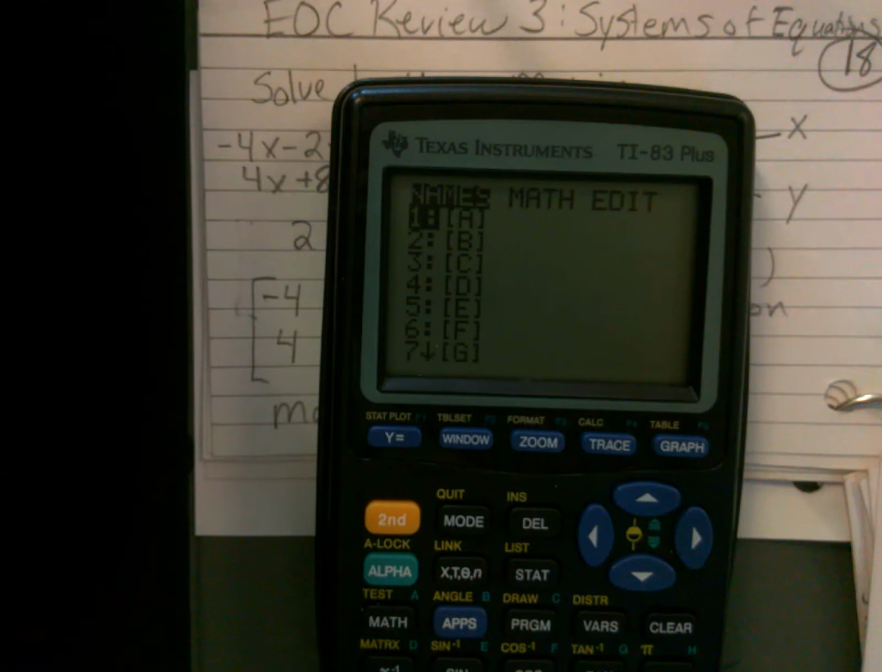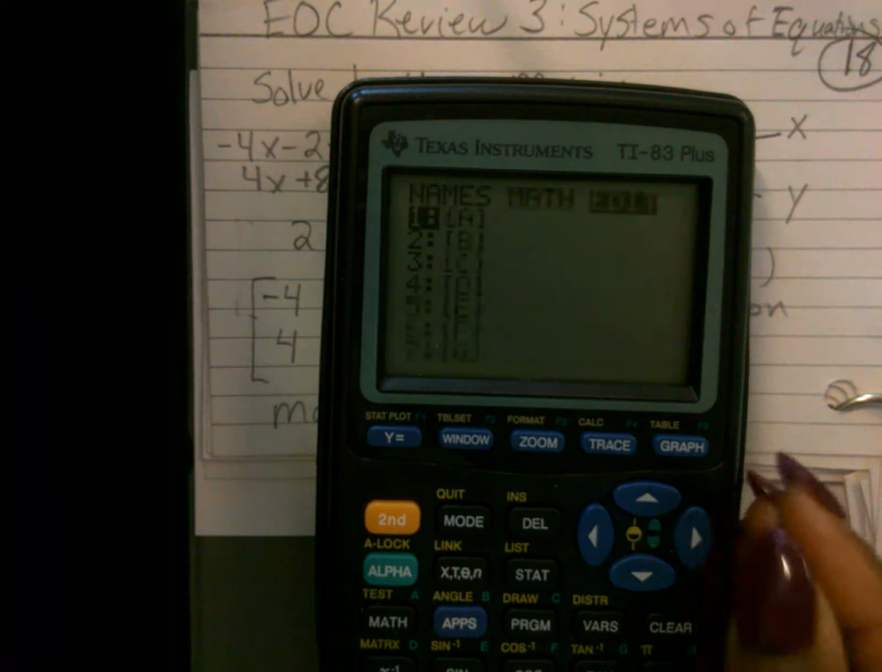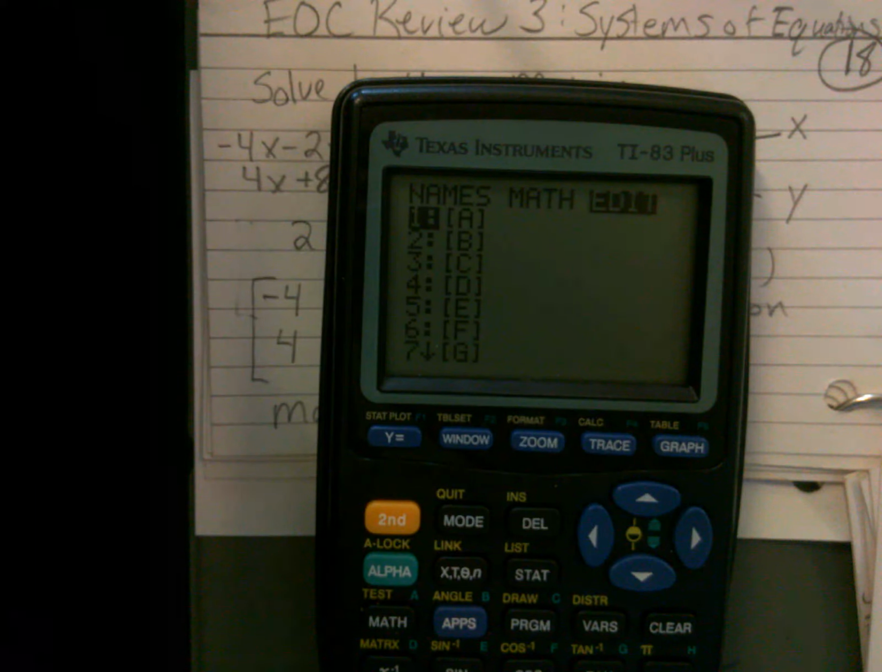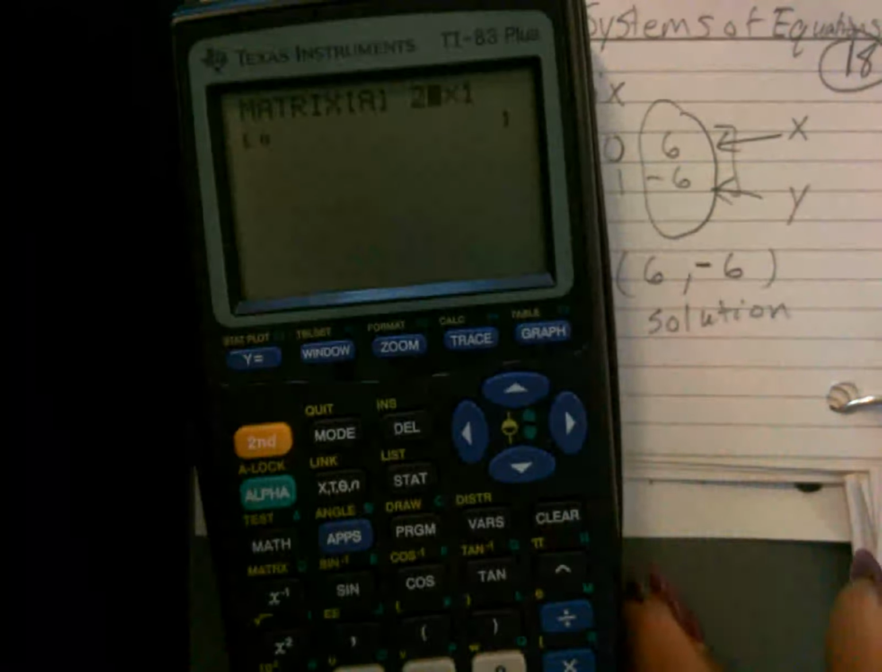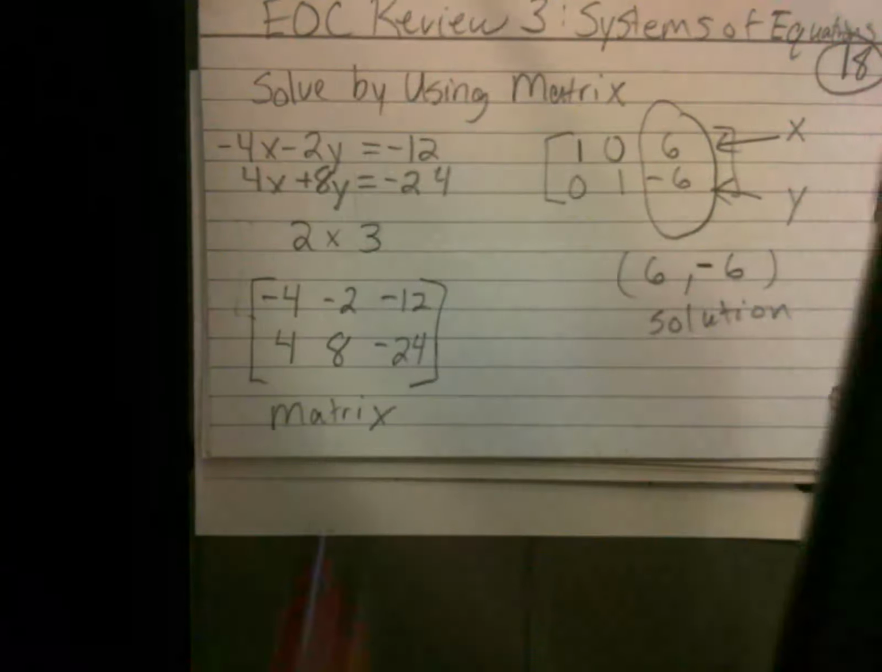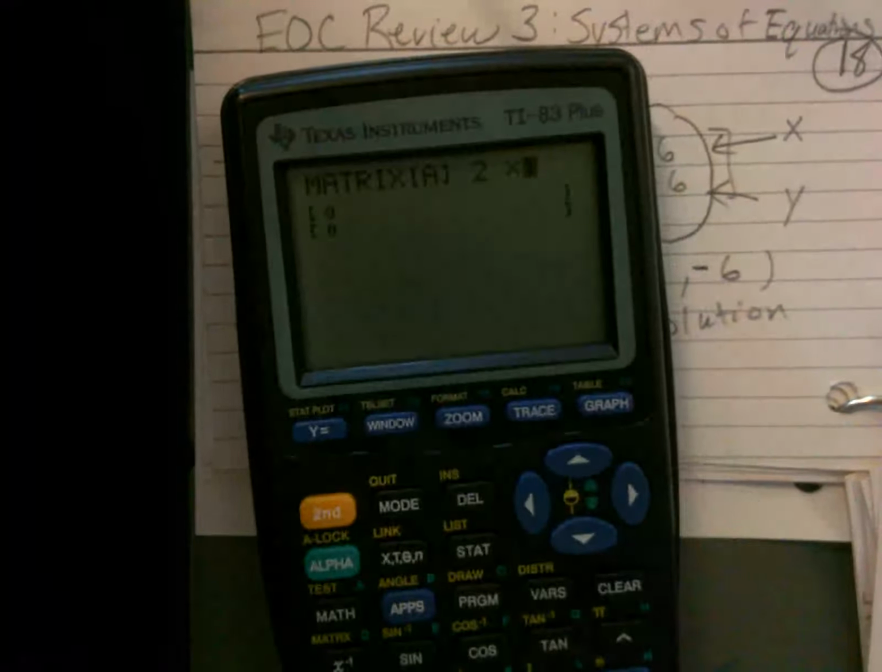Okay. So now we're going to scroll over to edit because we're going to create a matrix. Slide all the way over to edit and press enter. The matrix that we're going to create has 2 rows. Rows go first. 2 rows and 3 columns. 3, enter. And if you forget, when you type it in, you're going to know that you got it wrong because it's going to give you the wrong order that the numbers are in.